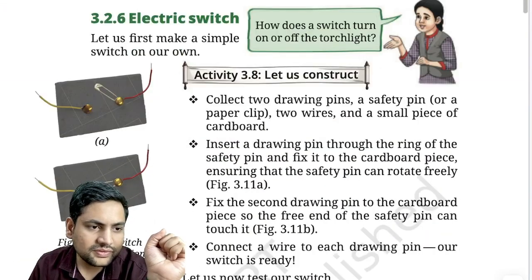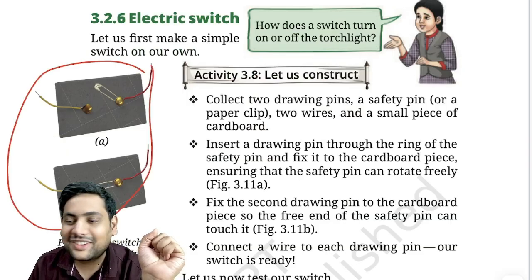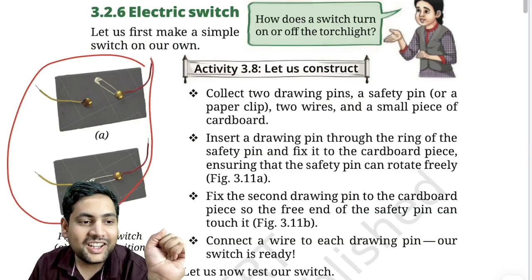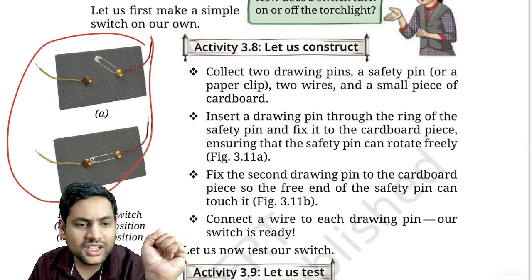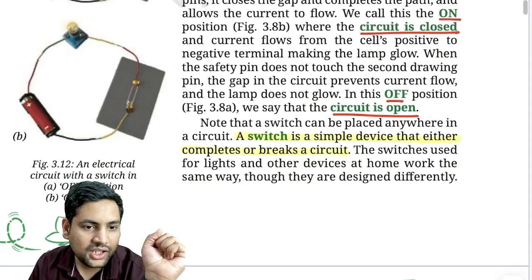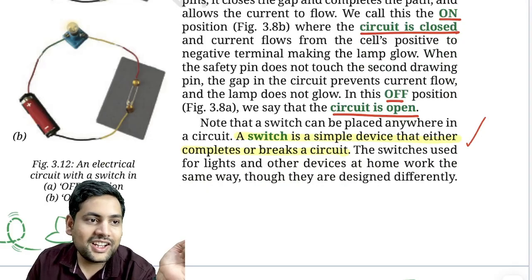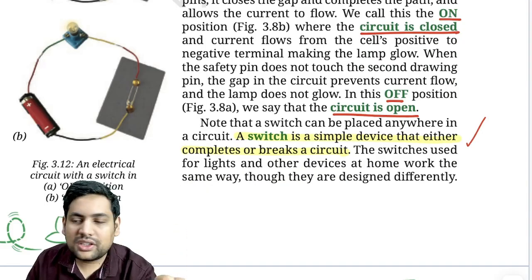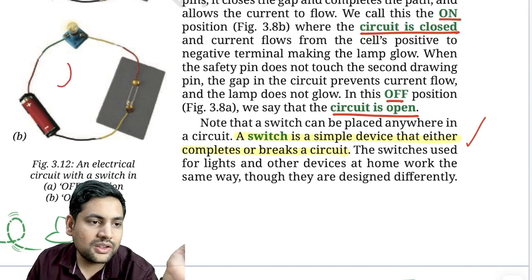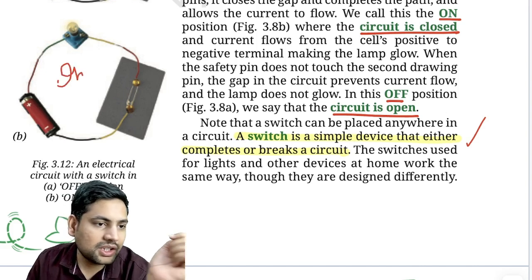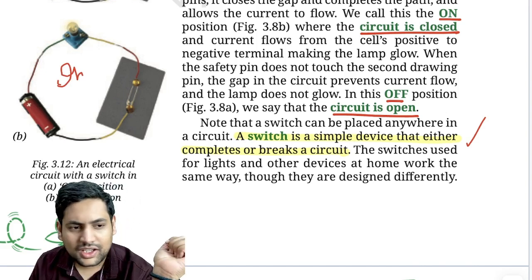Then it talks about the electrical switch. What is an electrical switch? Here they are using a safety pin as an electrical switch. An electrical switch is very simply a device that can either complete a circuit or break a circuit. So this is like off, correct? Because it is not completing the circuit. This is what you call on, because now the circuit is complete. Fine.